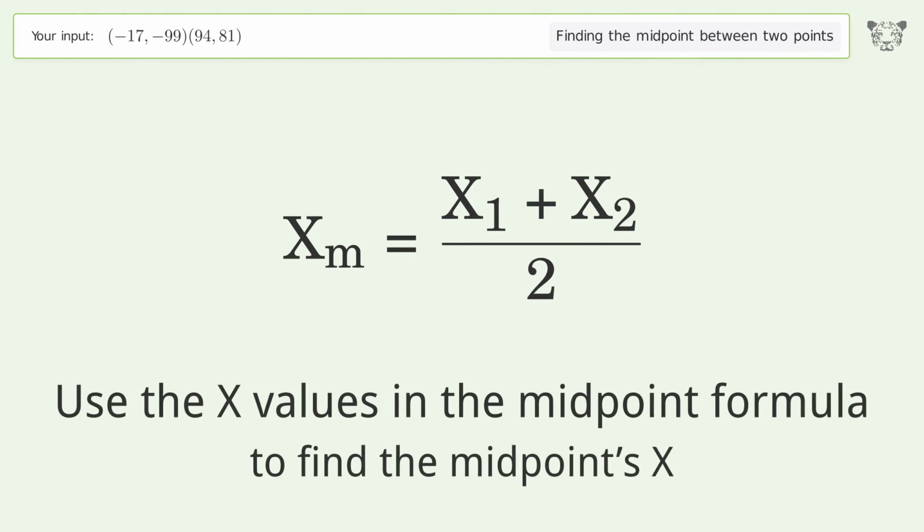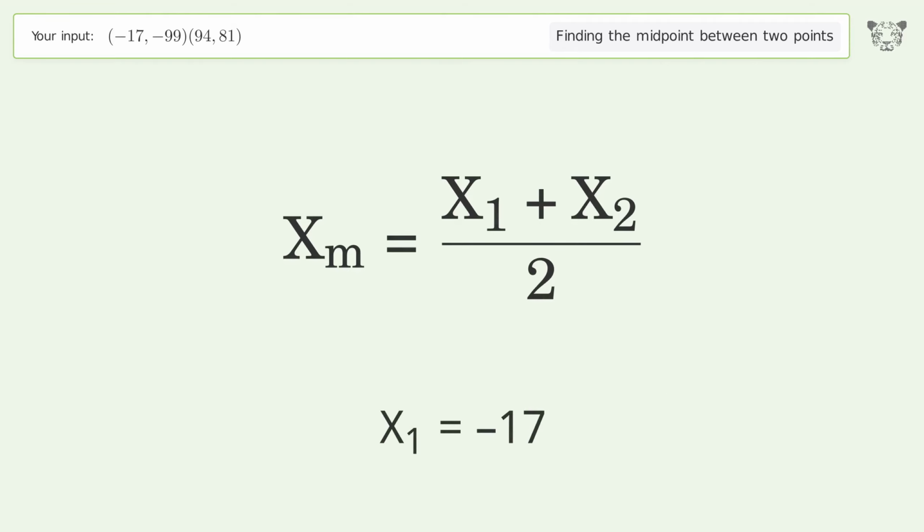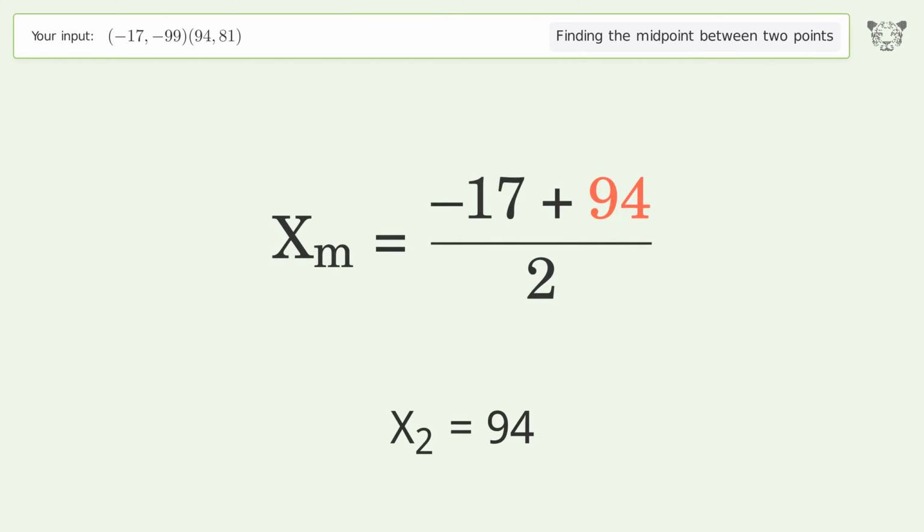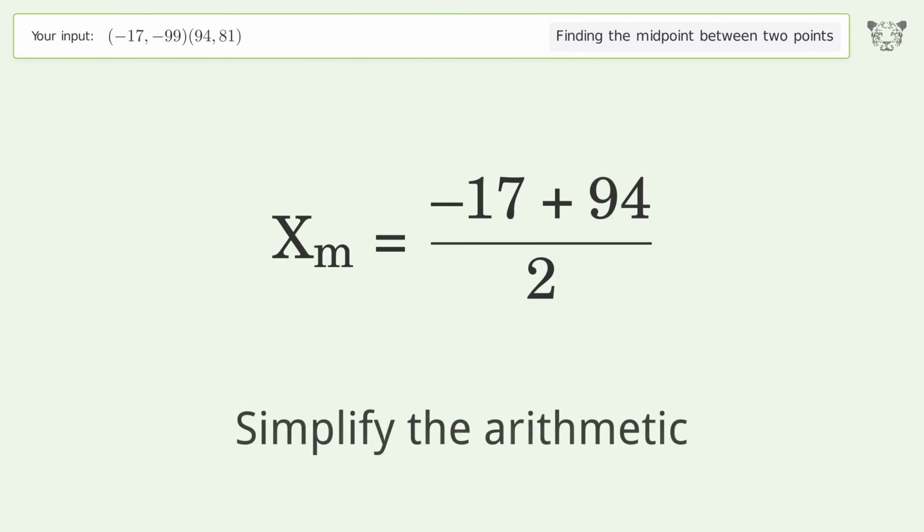Use the x values in the midpoint formula to find the midpoint's x. x1 equals -17. x2 equals 94. Simplify the arithmetic.